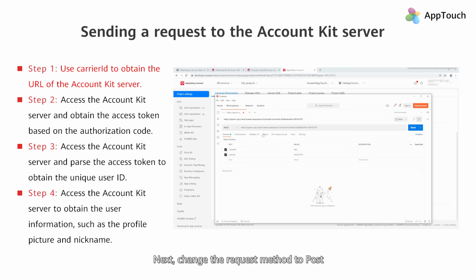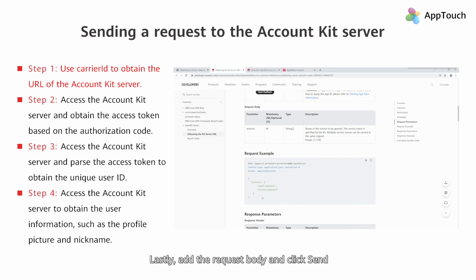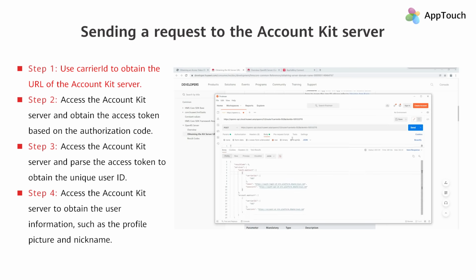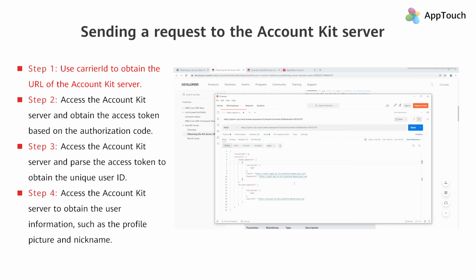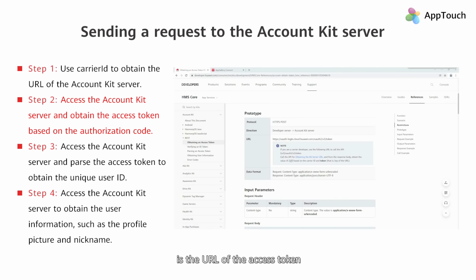Next, change the request method to POST, and then change the type of the request body to JSON. Lastly, add the request body and click Send to send the request. After the request is sent, we can find the information such as token, token info, and user info. The value of token obtained in the response is the URL of the access token.